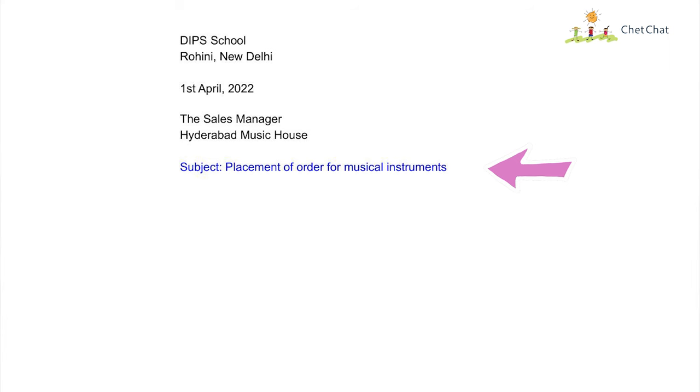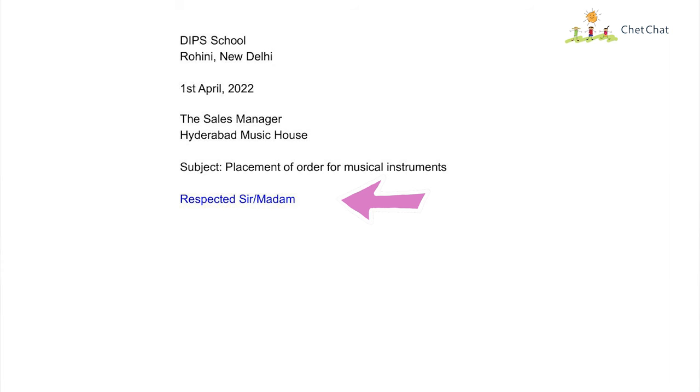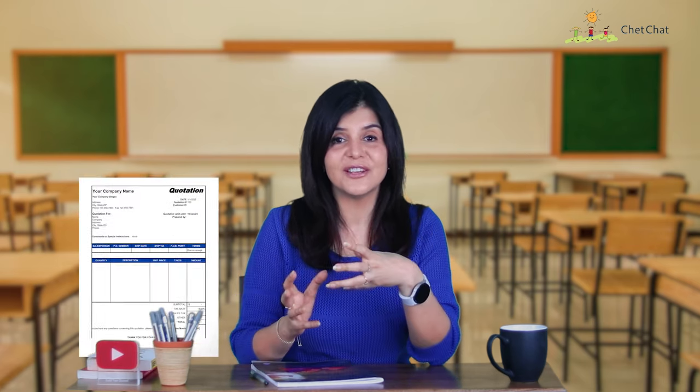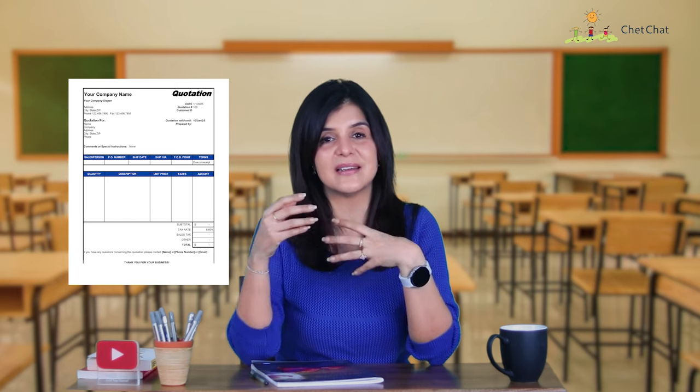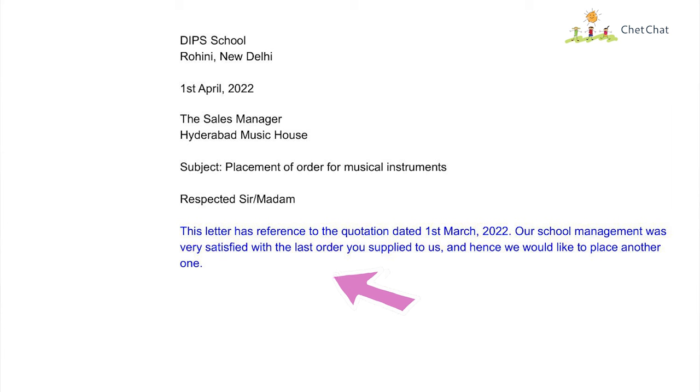Subject: placement of order for musical instruments. Leave a line and salutation. Respected sir, ma'am. Now, we need to refer to a past document in this letter, maybe a quotation. A quotation is a deal or a discussion that was done between your school and the company to fix the price. So, you need to give the music house this reference for them to send you the correct pieces at the correct price. So, this letter has reference to the quotation dated 1st March 2022. Of course, the date of the quotation should be a few days before the date of the letter.